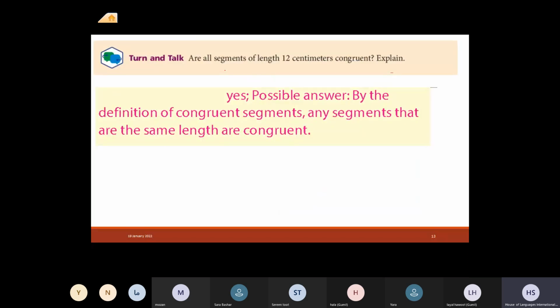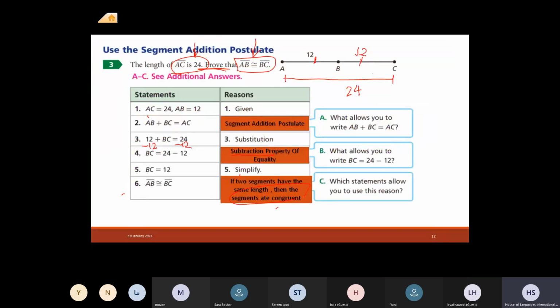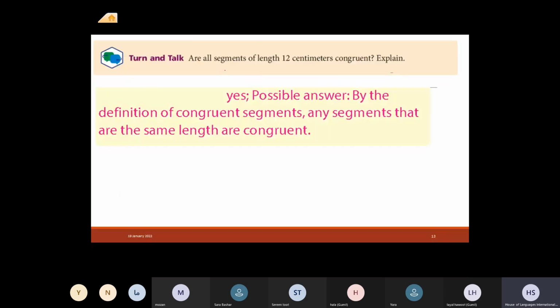Right, now, are all the segments of length 12 centimeters congruent? Why are they congruent? Okay, if 2 segments have a length of 12, are they congruent? Yes. What do I mean by congruent? They have the same length and same type. Are the 2 of them segments? 2 of them is 12. Are they congruent? Yes.